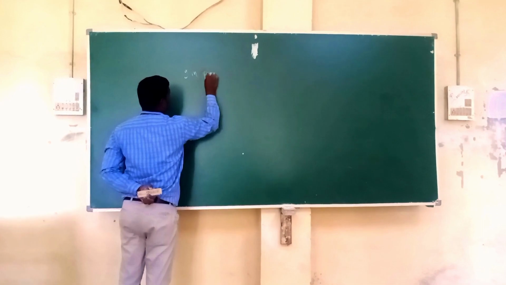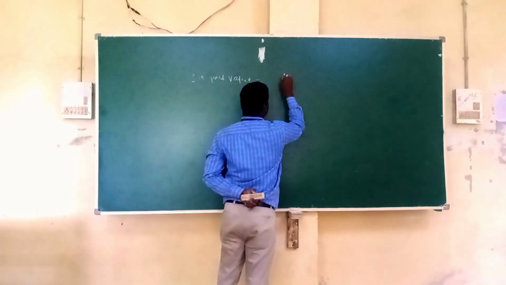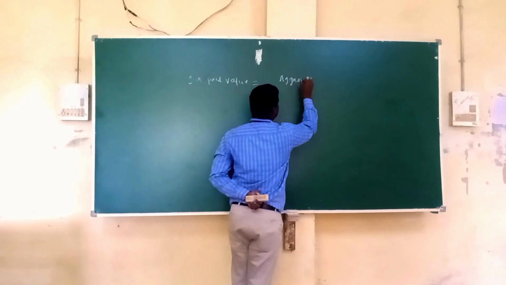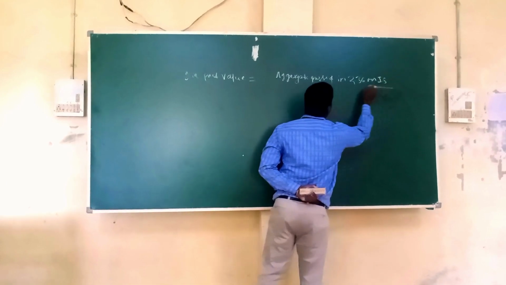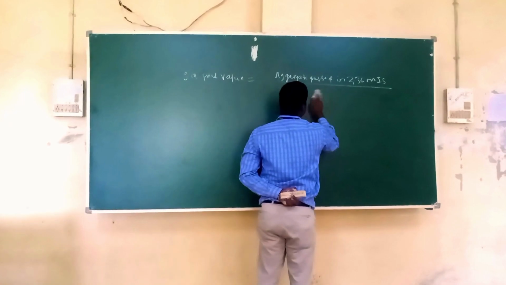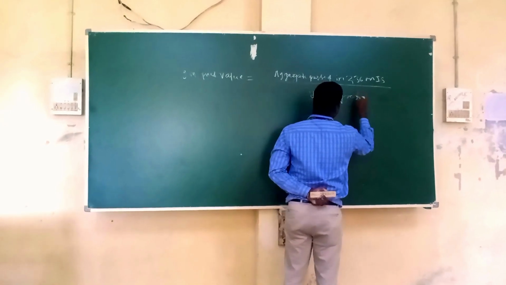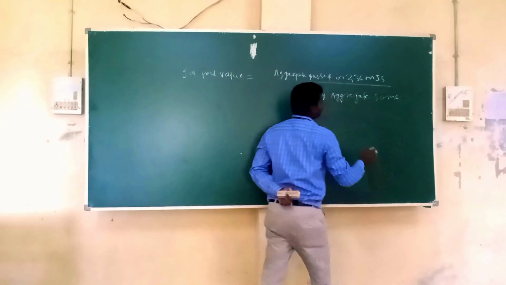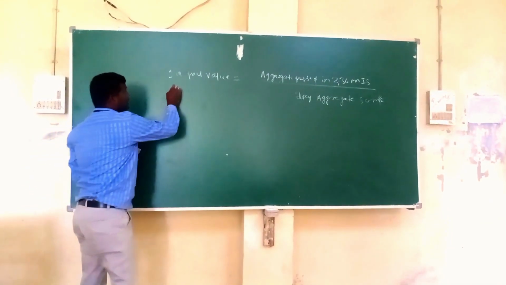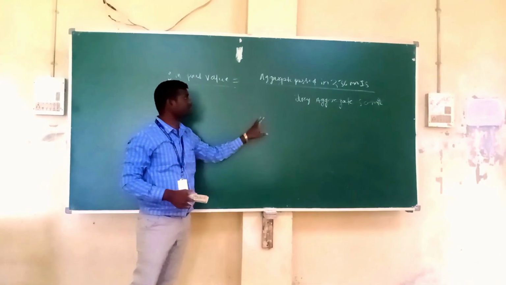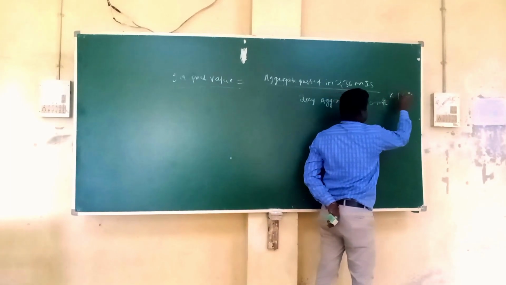So, impact value is equal to aggregate passing 2.36 mm sieve divided by the aggregate sample. Okay. The impact value, finally get the impact value. Aggregate passed is 2.36 mm sieve divided by dry aggregate sample into 100.